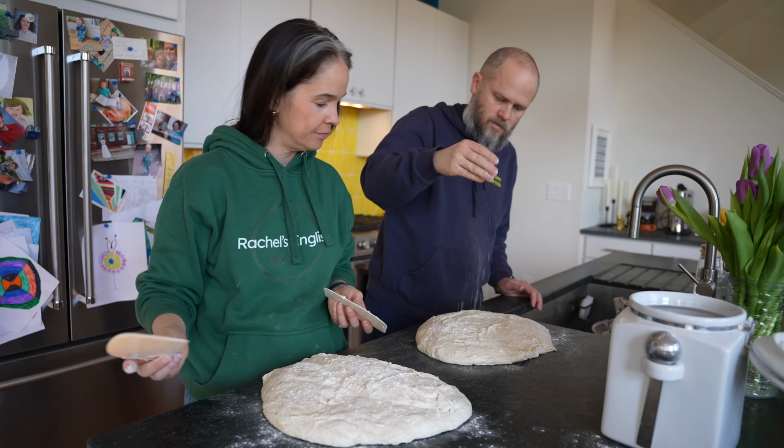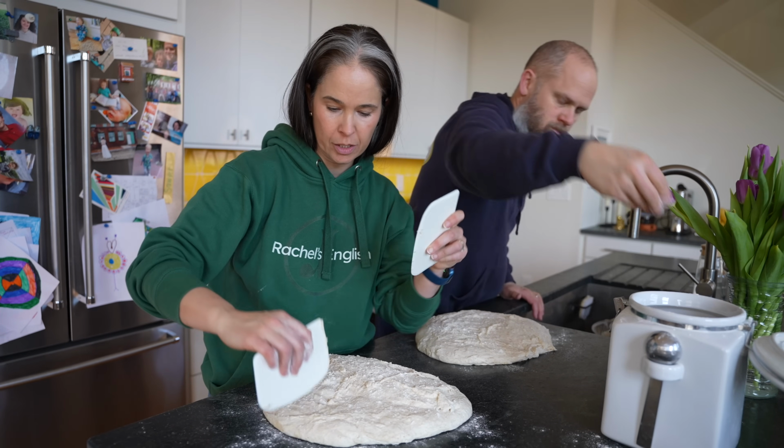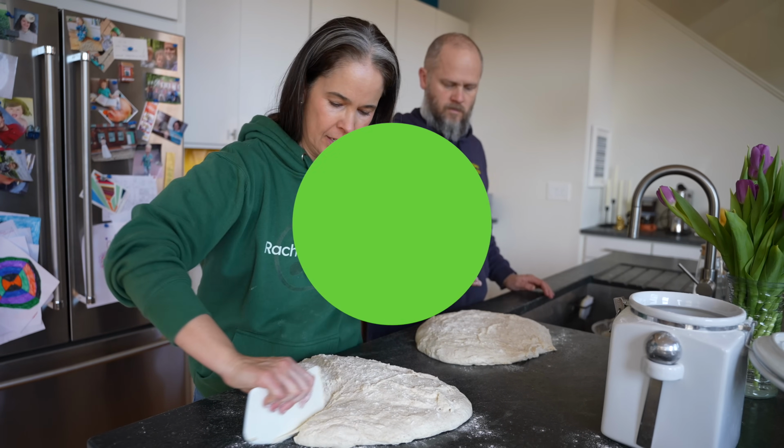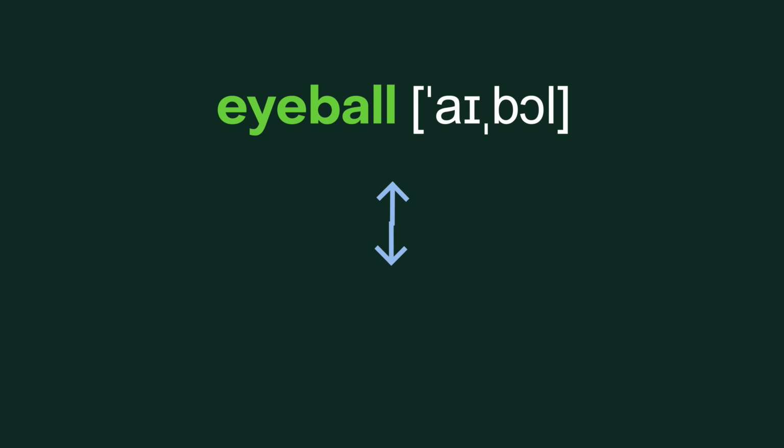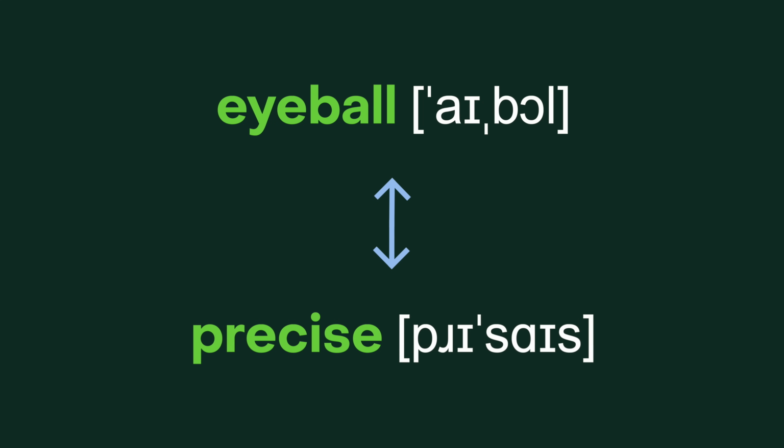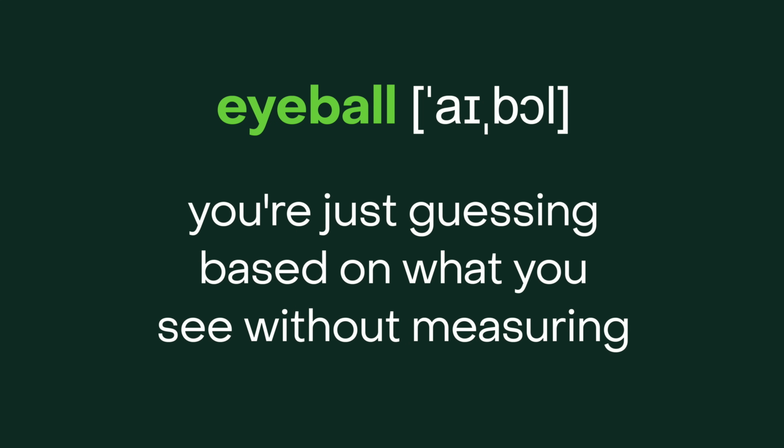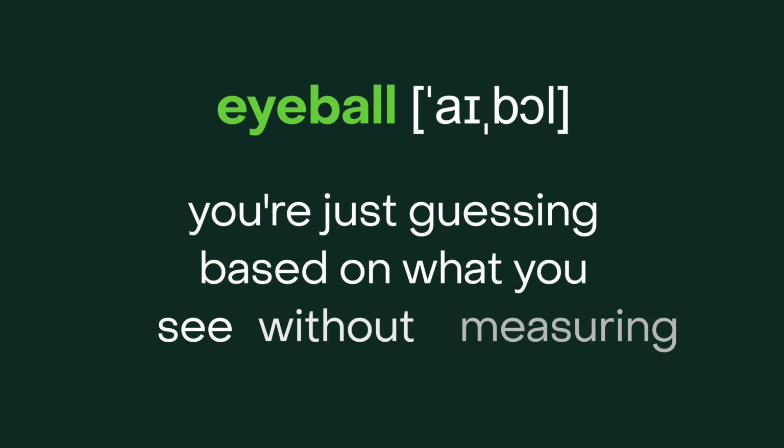Okay, now we split it and you just kind of eyeball it. You know, we're not going to be super precise here. If you eyeball something, that's the opposite of precise. It means you're just guessing based on what you see without measuring. I'm not going to weigh the two halves to make sure they're exactly equal. I'm just going to eyeball it.